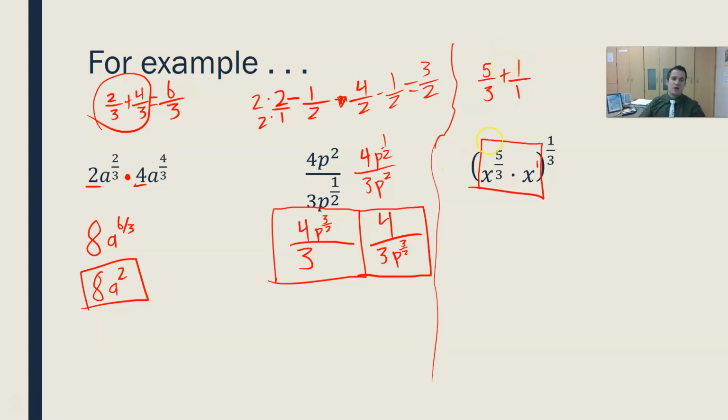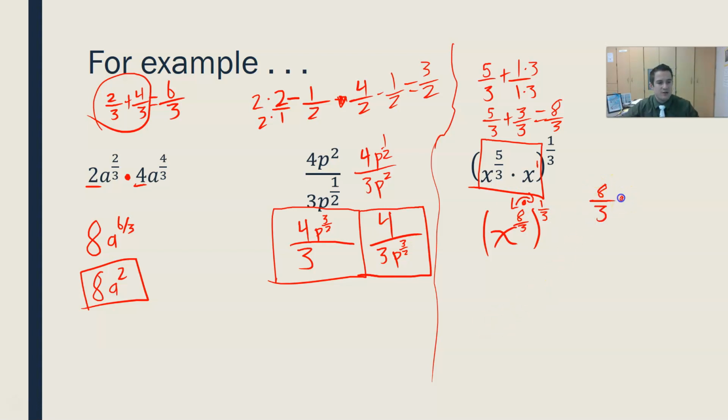Well, they need to have a common denominator. So if I multiply the top and bottom by 3, I'd have 5/3 plus 3/3, which would give me 8/3. So, in parentheses here, I have x to the 8/3 power, all to the power of 1/3. Well, when I have a power to a power, what's the rule? When I take a power to another power, I multiply those powers together.